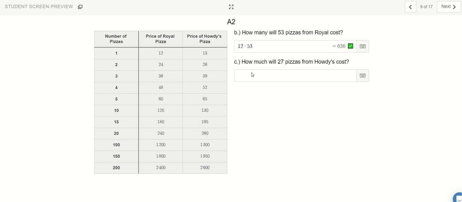I know Howdy's costs $13 for a pizza. And if I want 27, I can multiply this by 27. So 27 pizzas at Howdy's would cost $351.